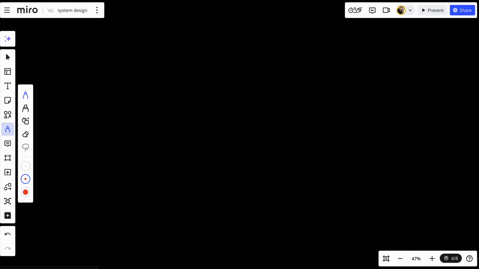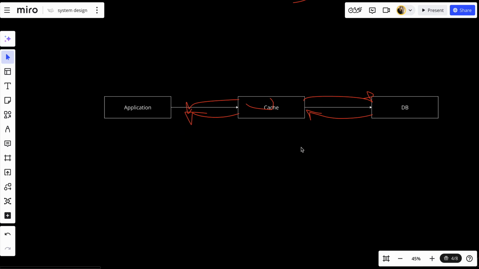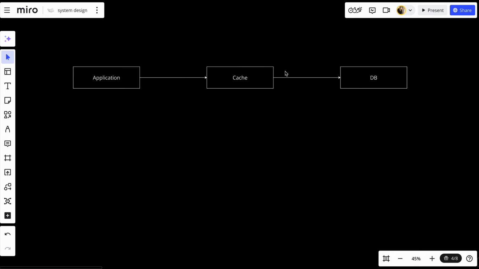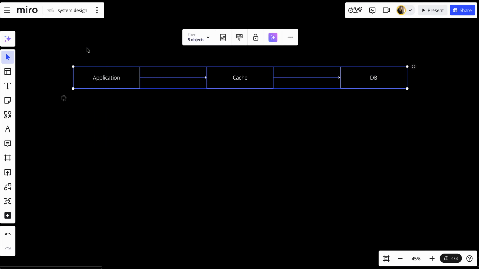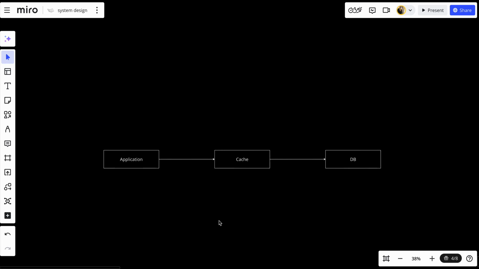The write through cache looks exactly like that. It's quite similar, but let's see how it works. Okay, let's talk about the write through cache.